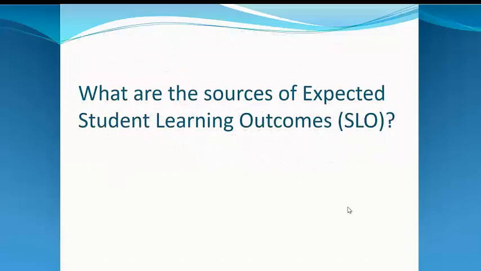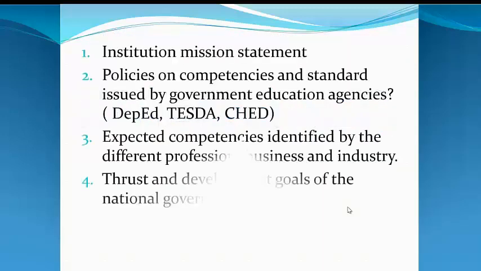What are the sources of expected student learning outcomes? One is the institution's mission statement. So this is a relevant source of student learning expectations. Public schools refer to the public school system mission or state school charter as a source of learning outcomes, while private schools are either sectarian or non-sectarian, and their mission may be sourced from their respective religious goals in the case of sectarian schools, or on their founders' philosophy in the case of non-sectarian schools.